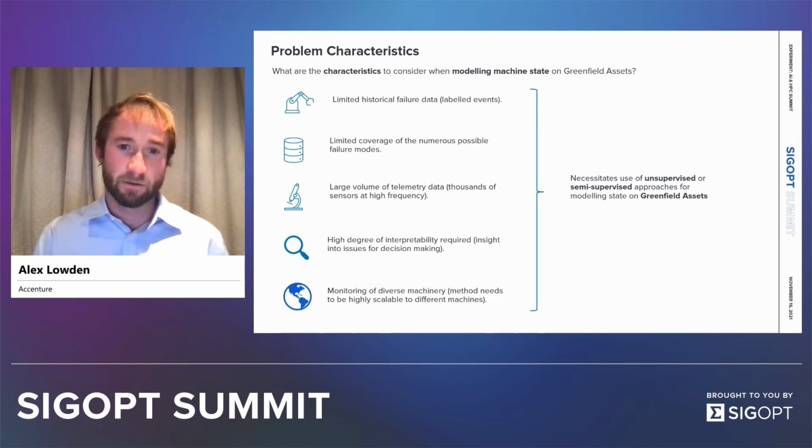And the final element there is really scalability. So on these processing facilities, you typically have a lot of diverse machinery, so separators, compressors, pumps, each with a different function. And any method developed needs to be able to scale across these machines in order to provide you coverage of the asset. So all this considered really necessitates the use of an unsupervised or semi-supervised approach for modeling the state of equipment on such greenfield assets.